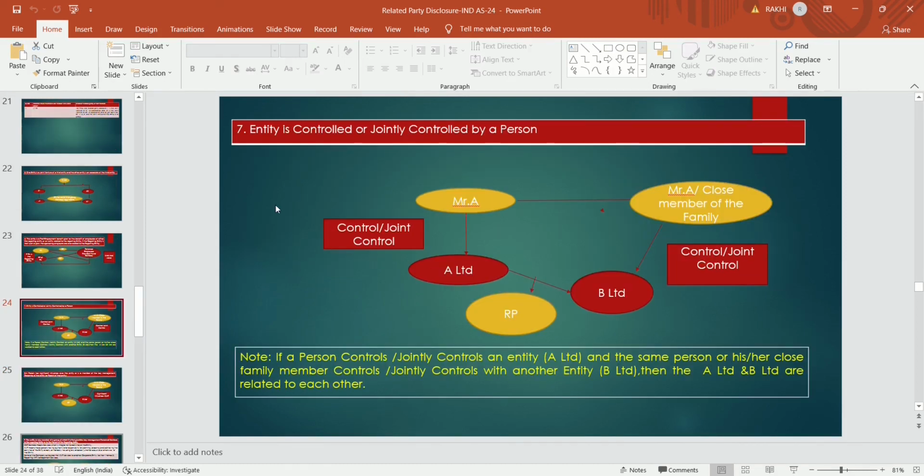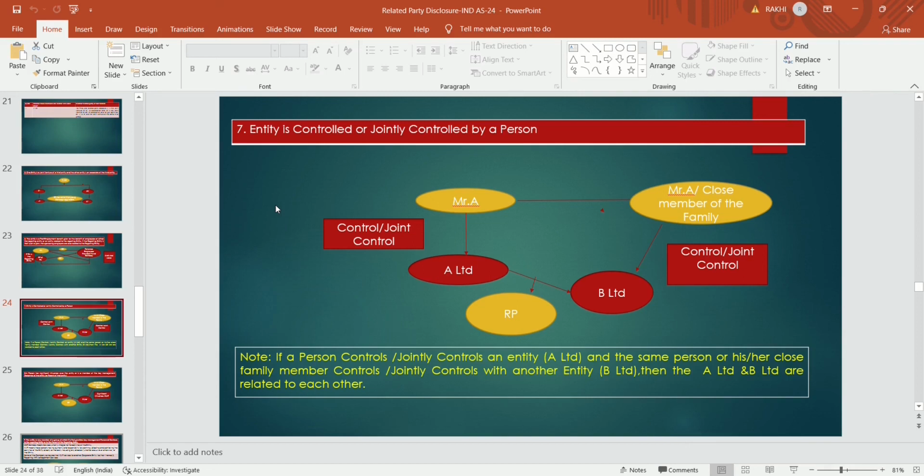Entity is controlled or jointly controlled by the party. Now if any entity is controlled or jointly controlled by a person, Mr. A. Control means more than 50% and an ability to direct the activities of the company. Joint control means two or more parties make an arrangement. If Mr. A has the power to control or jointly control A Limited, and Mr. A or a close member of the family controls or jointly controls B Limited, then whether A Limited and B Limited are related to each other?